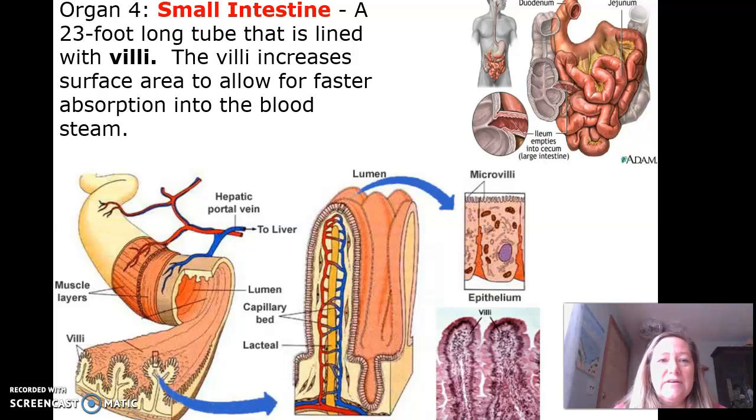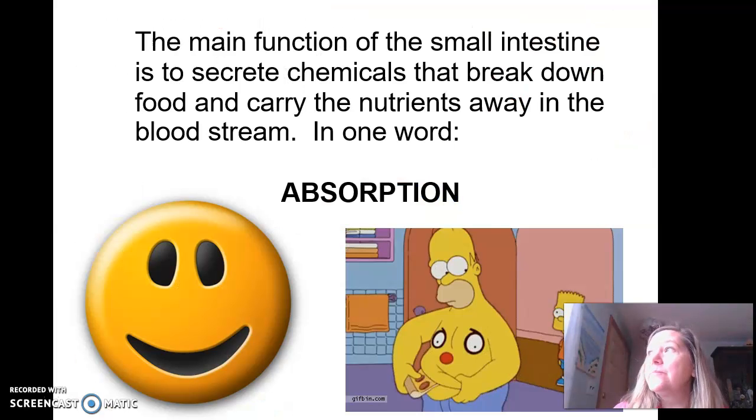Organ 4 is the small intestine, a 23-foot-long tube that is lined with villi. The villi increase surface area to allow for faster absorption into the bloodstream. As you can see in the picture, the villi are located on the inside. They line the intestine, and that's where the red blood cells come and pick up the food. If you're having a problem with the villi, say you have celiac disease, that means you can't tolerate gluten. Gluten rips the villi apart, and that's why people who have celiac disease shouldn't have gluten, because then they can't digest their food properly.